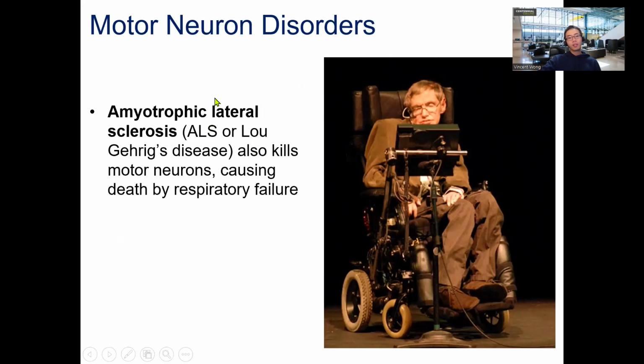And in this form of disease, the motor neurons are attacked by your own immune system. So this is an example of an autoimmune disease. And slowly you lose control of your skeletal muscle. So he progressively lost control of all of his muscles except for a small cheek muscle that he was still able to control, and that's what he used to control his wheelchair, as well as the computer that helps him speak through, like, a computer voice.